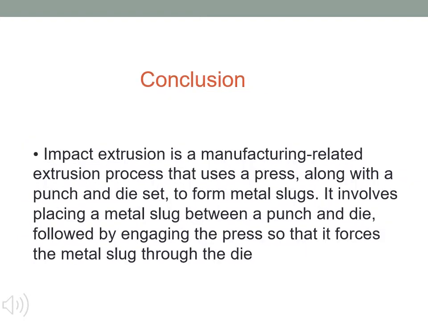In conclusion, impact extrusion is a manufacturing related extrusion process that uses a press along with a punch and a die set to form metal slugs. It involves placing a metal slug between a punch and a die, followed by engaging the press so that it forces the metal slug through the die.